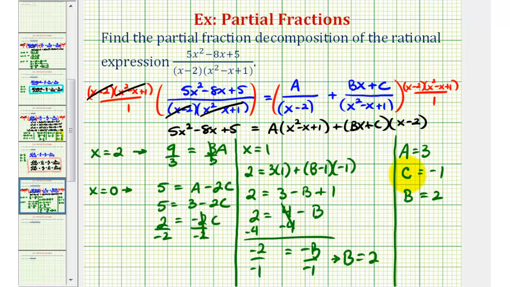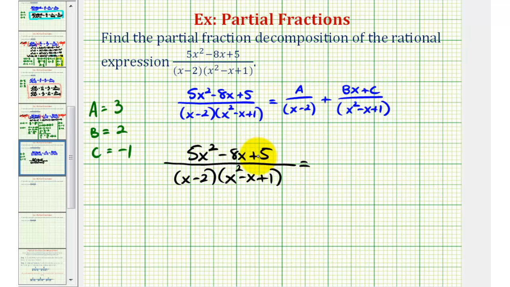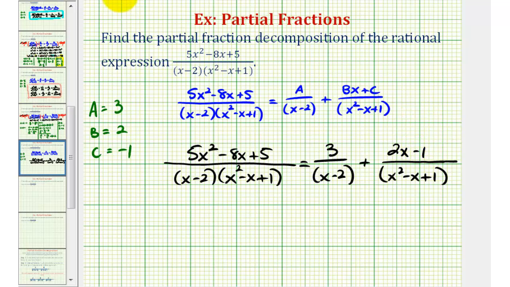Now that we know the values of a, b, and c, we'll perform the substitution into our two fractions here for our partial fraction decomposition. And we'll go ahead and do this on the next slide. So now that we know the values of a, b, and c, the original rational expression is equal to a divided by the quantity x minus 2, or 3 divided by the quantity x minus 2, plus bx plus c divided by x squared minus x plus 1, where b is equal to 2 and c is equal to negative 1, which would give us 2x minus 1. This would be the partial fraction decomposition of our rational expression.